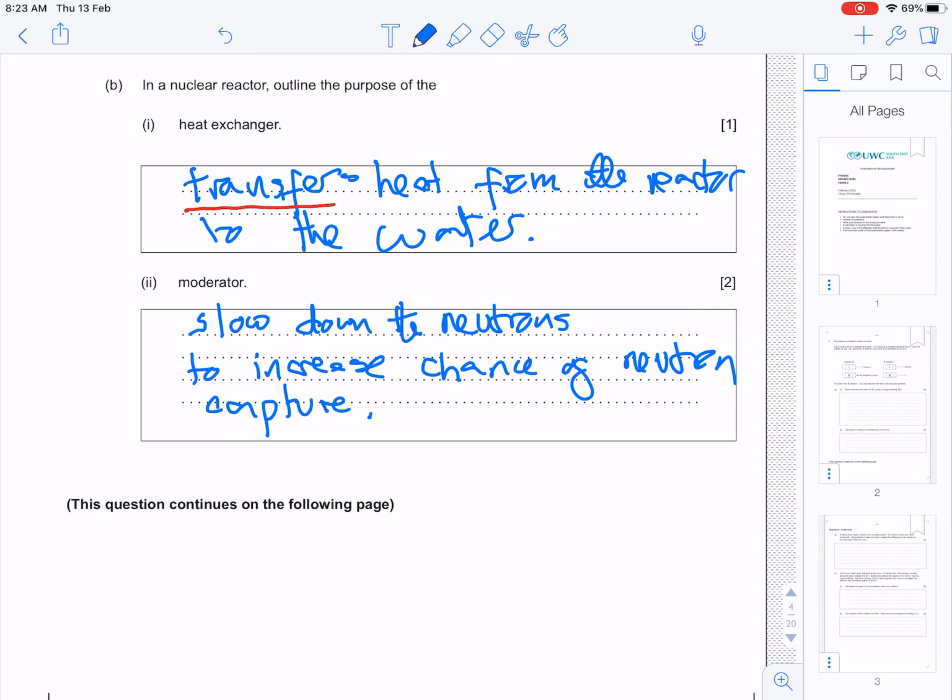So the neutrons are moving very quickly, and if they are doing that, they're less likely to be absorbed by the uranium-235 and become uranium-236. So the job of the moderator is to slow them right down so that they can then be captured or absorbed by those uranium nuclei and fission can occur.